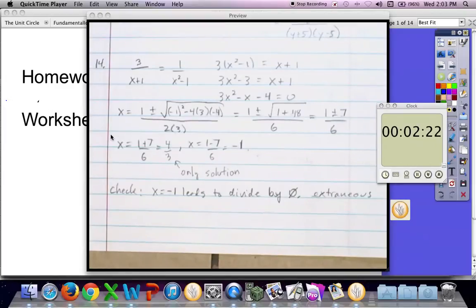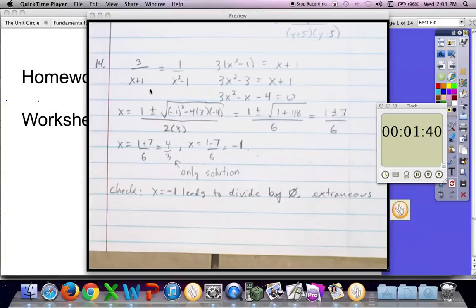Remember the first step, we have two different ways we can solve this particular kind of problem. We could factor the denominators, find the least common denominator, and multiply both sides by it. That would have canceled all the denominators. But because this is a proportion, a fraction equals a fraction, you can also cross multiply. That gives you 3 times x squared minus 1 equals x plus 1 times x plus 1. If you simplify and get everything on one side with 0 on the other, that's a quadratic. So you solve it like a quadratic.